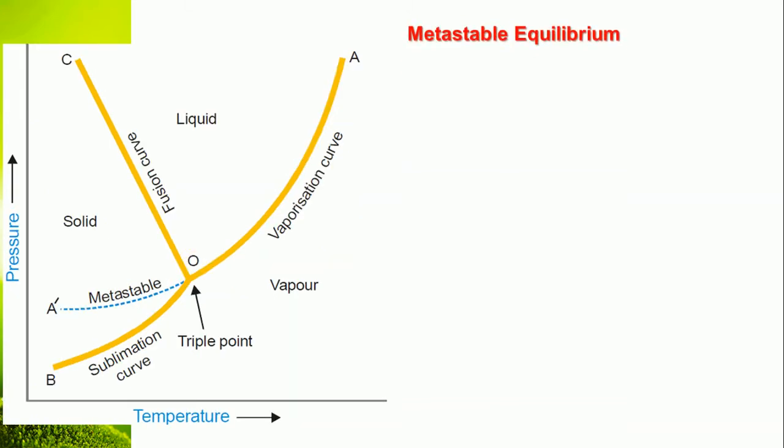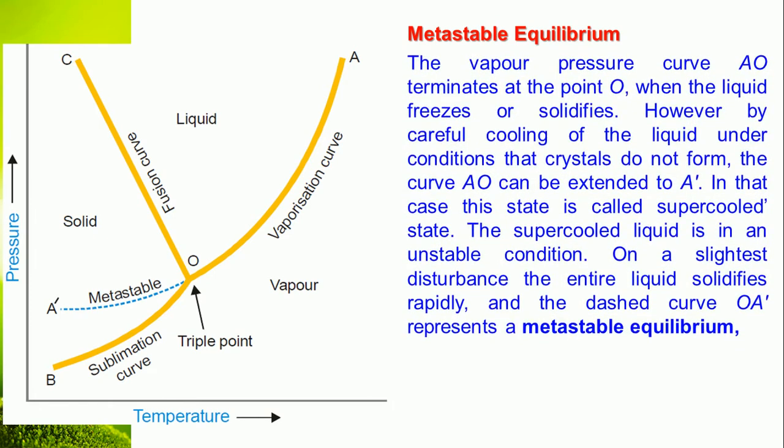Now what is metastable equilibrium? You can see that in the phase diagram there is a dot line that indicates a metastable equilibrium. Meta is a Greek word which indicates that which is movable. Anything that moves is known as meta, and stable means that do not move. So this word metastable is quite confusing.